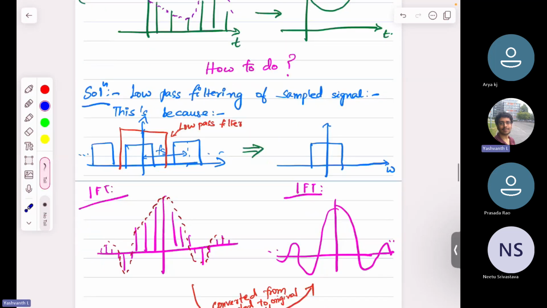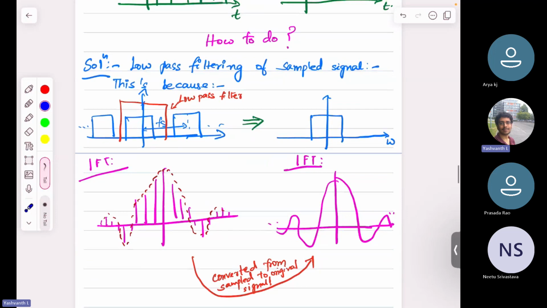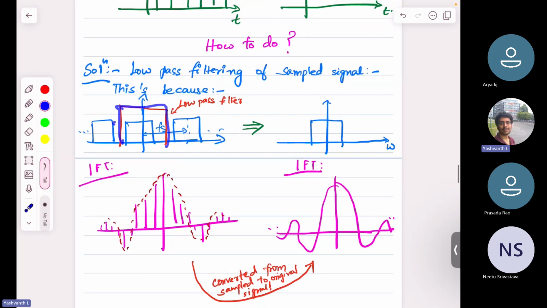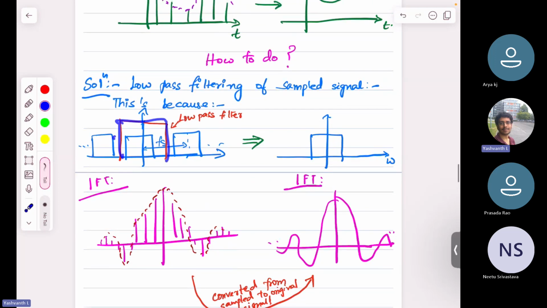Now, what does it mean? These blue replicas basically correspond to the sampled continuous time signal. But the moment I put a low pass filter, it only has a single box whose inverse Fourier transform will be the continuous time domain signal. So in some sense, if you just apply a low pass filter over the sampled signal, you will be able to recover your continuous time signal. That is the key.